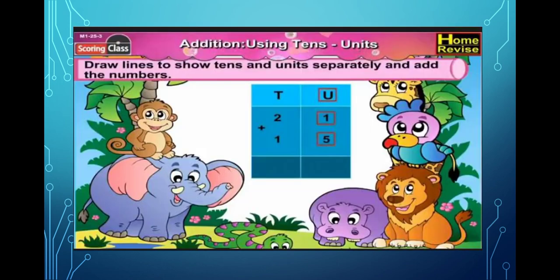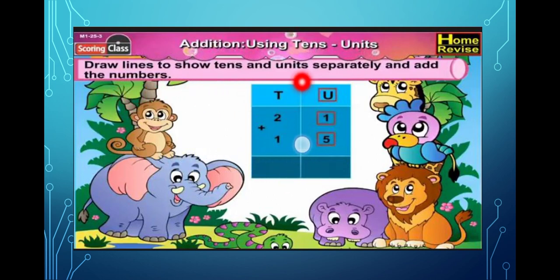Alright children. Now, this is an example. See, here it is written addition using tens and units. Units and ones are the same. Even if it is written units, or U, or ones, O, you can write it as O. In your textbook it is written as O, but this is just an example I have collected. Here it is written as units, so here also it is U. Alright, so draw the lines to show tens and ones.